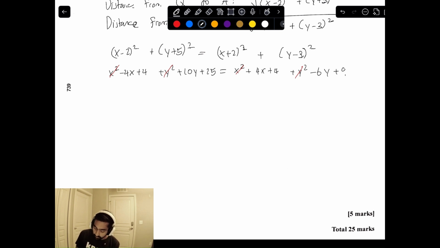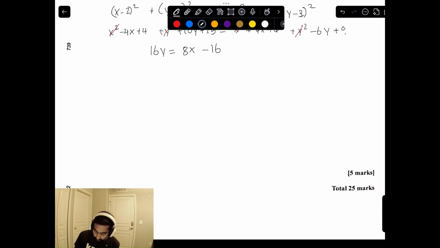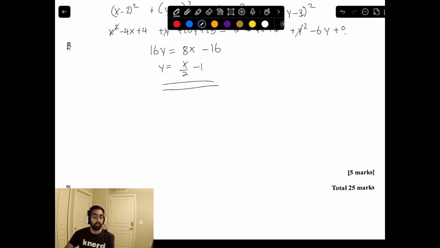And now I'm going to group everything by bringing all the y's to the left-hand side and everything else to the right-hand side. So the left-hand side is just 16y. The right-hand side is going to be 8x. And then if I look at all the constant terms, I'm just going to get minus 16. So then I divide by 16, and I get that y is equal to x over 2 minus 1. And that's the equation of the locus. Just for your information, if it's the locus of the points which are equidistant from two different points, the equation is always going to end up being a line.